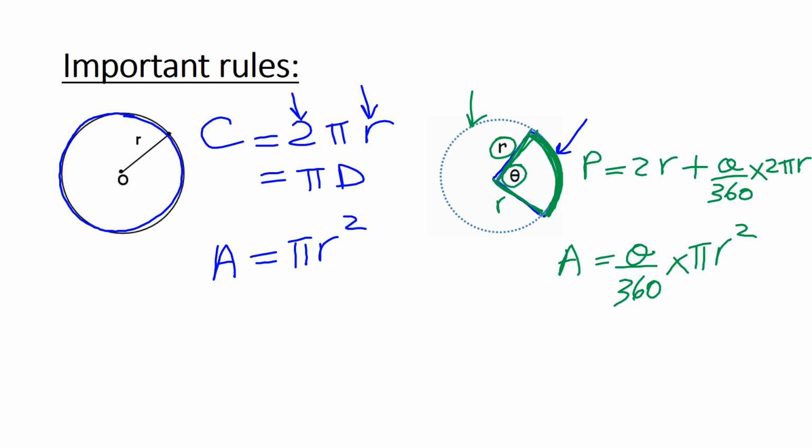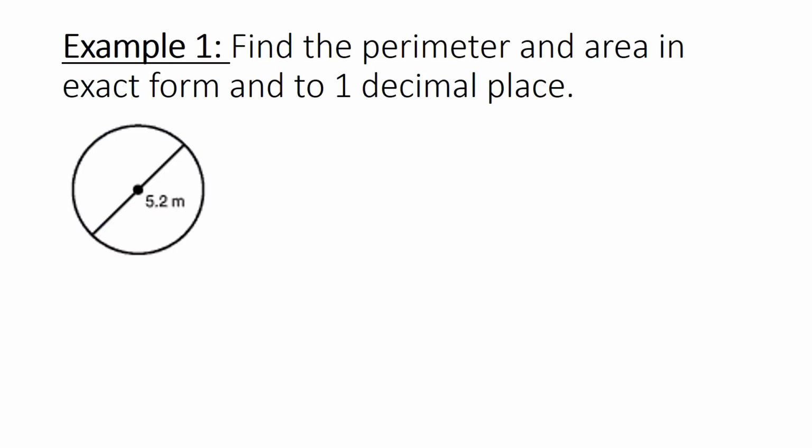Let's start with a basic example on finding the circumference and the area of a circle. So circumference is 2 pi r or pi d. Pi d probably would have been better in this circumstance, but that's okay. Actually no, we will do pi d. It doesn't make sense to do 2 pi r if you have the diameter. So pi times d, and that's pi times 5.2, which is the same as 5.2 pi.